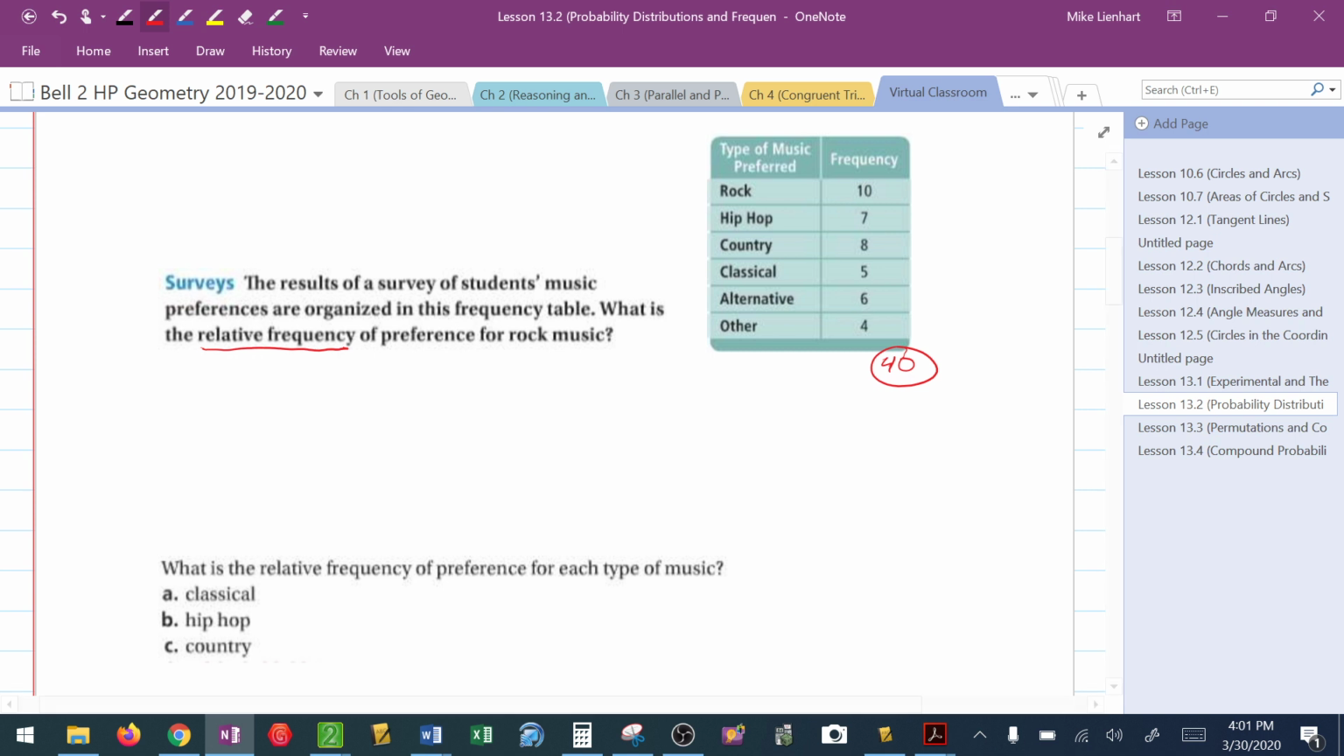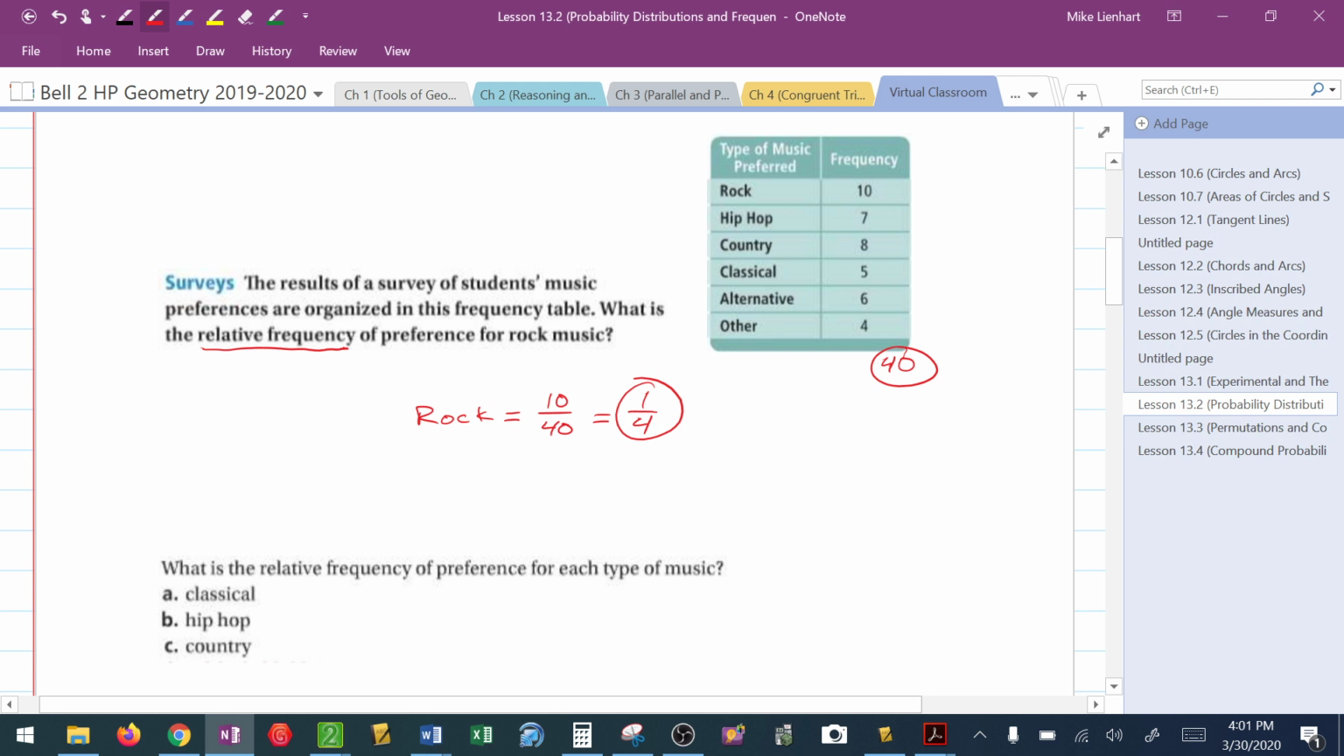40 different results, okay? And I'm just going to double check real quick on the calculator to make sure that my fast arithmetic worked. And yes, I get 40. Okay. So the relative frequency for rock, therefore, would simply be the ratio of 10 over 40. And I obviously want to simplify that to 1/4. That's it. That's how you do relative frequency.